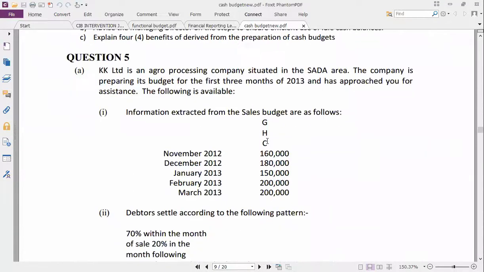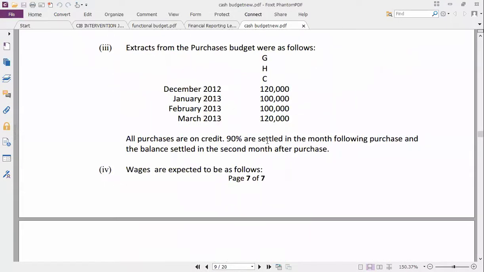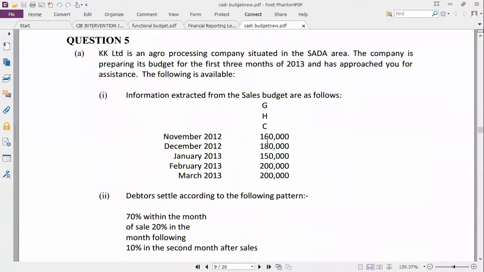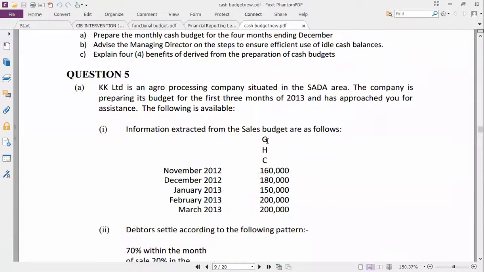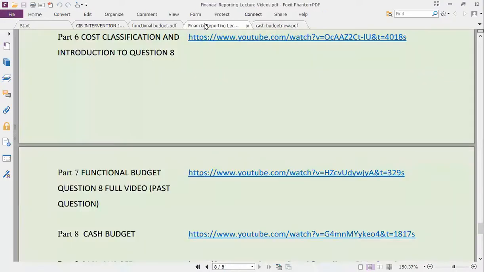There's a question that has 70,000 in it. This particular question, question 5, KK Limited. So I need 2 questions from you on the cash budget. If you want to get every part of cash budget, just relax yourself.